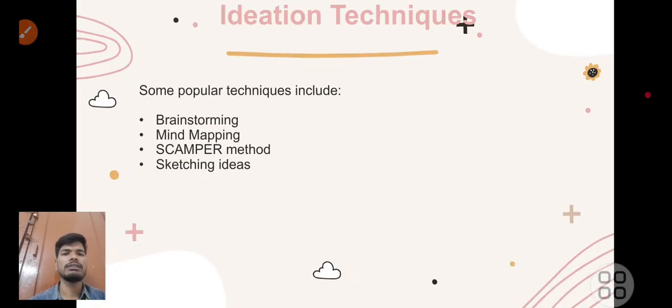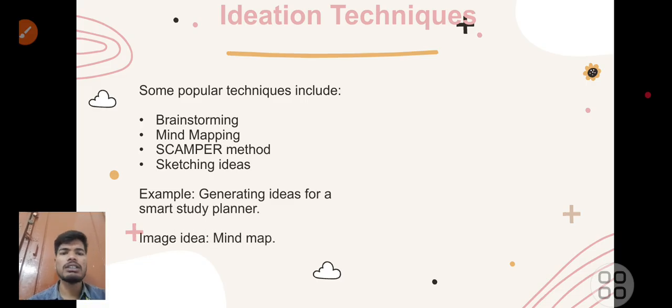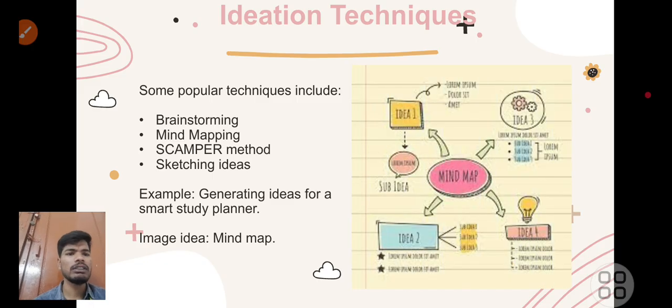Ideation techniques. Some popular techniques include brainstorming, mind mapping, SCAMPER method, sketching ideas. Generating ideas for a smart study planner. Image idea, mind map. So here the figure shows idea 1, idea 2, idea 3, and idea 4. Depending on all these ideas, we can create a mind map, so that we can easily find the solution for the problem.